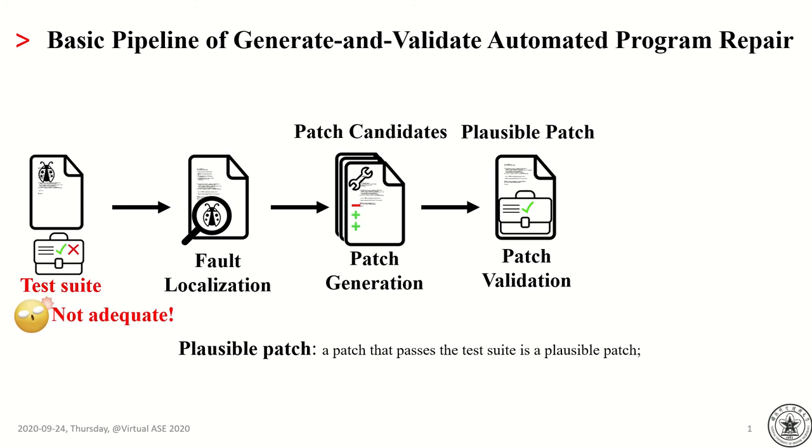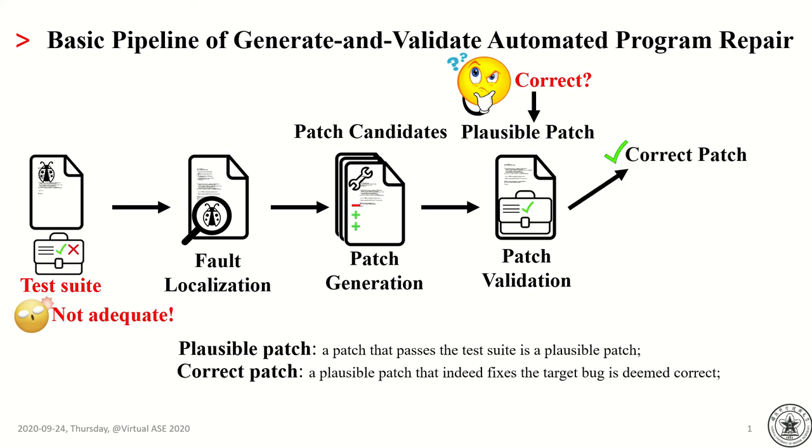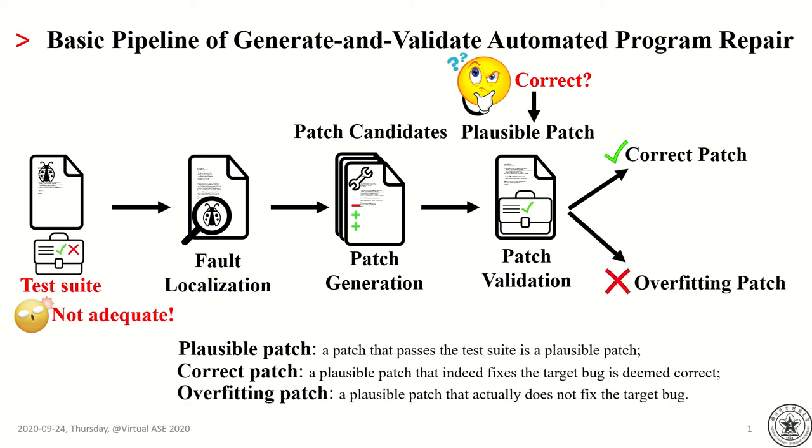However, these tests are usually not adequate for shaping the formal specifications of the desired behavior. Thus, a patched program passing all the tests might still be faulty. This leads to a question: is the plausible patch really correct? Later on, researchers denote a plausible patch that indeed fixes the bug as correct. Otherwise, it is overfitting.